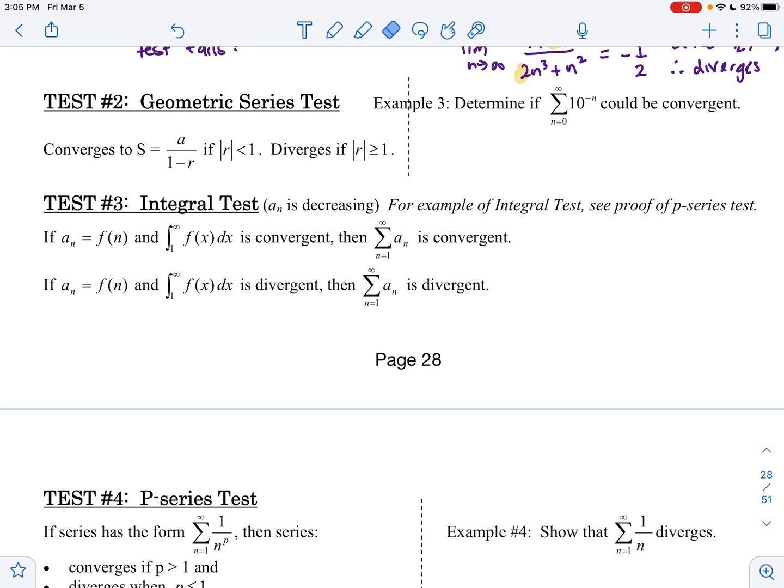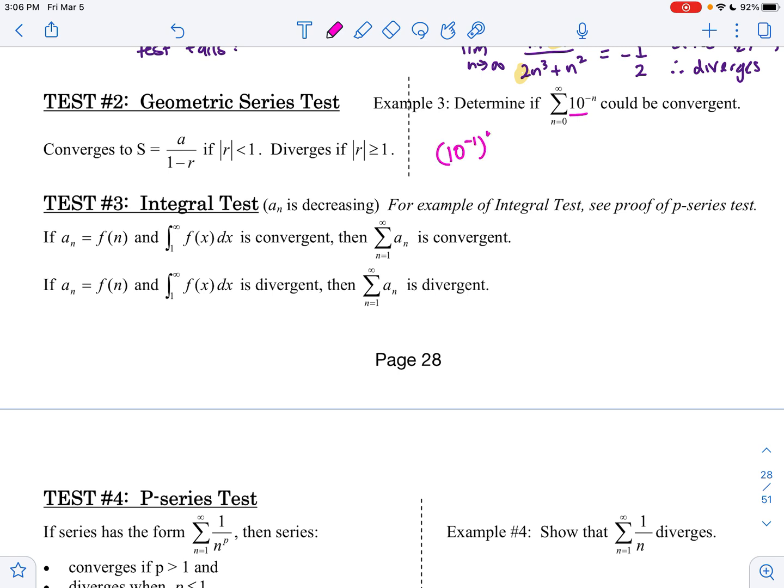Test number 2, we've actually already discussed the geometric series test. And for this test, we just have to recognize that the common ratio must be between 1 and -1. When I talk about the n umbrella, I will have you start to try to rewrite your expression for the nth term so that it's something to the nth power.